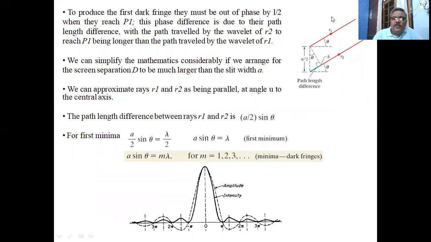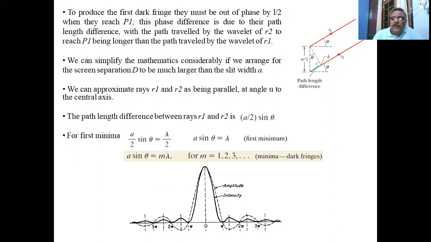In order to produce the first dark fringe, they must be out of phase by λ/2 when they reach the point P1. This phase difference is due to the path difference, with the path traveled by the wavelet R2 to reach point P1 being longer than the path traveled by the wavelet R1. This will be shorter and this will be longer.